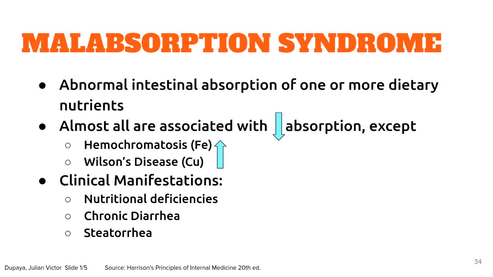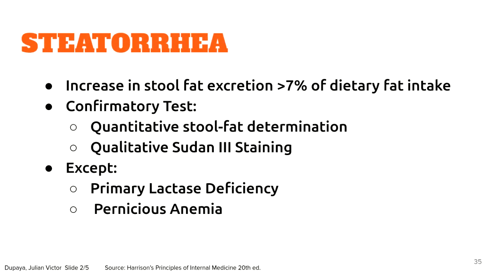The typical clinical manifestations of malabsorption syndrome are nutritional deficiencies, chronic diarrhea, and steatorrhea. However, in steatorrhea there are also exceptions: primary lactase deficiency and pernicious anemia. Steatorrhea is defined as an increase in stool fat excretion of greater than 7% of dietary fat intake. We have two confirmatory tests. First is the quantitative stool fat determination, a stool collection for 72 hours. Then the qualitative Sudan III staining, which is used more for preliminary screening.